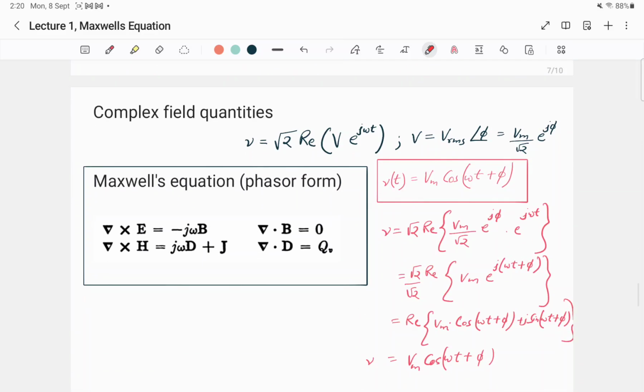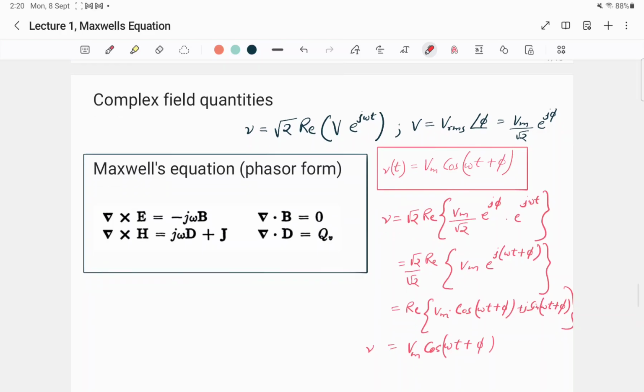Now, complex field quantities. Since we were using instantaneous field quantities E, H, J, D and B, now we want to represent Maxwell's equations in complex field quantities or in phasor form. In order to do that, we must also know how instantaneous field quantities and complex field quantities are related.